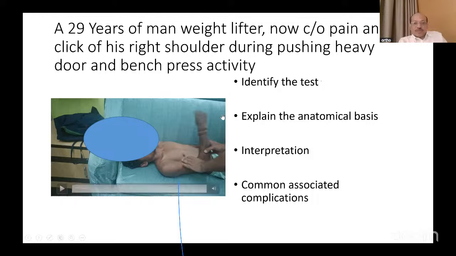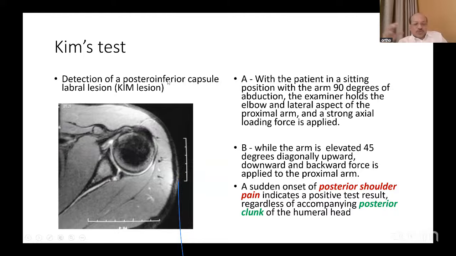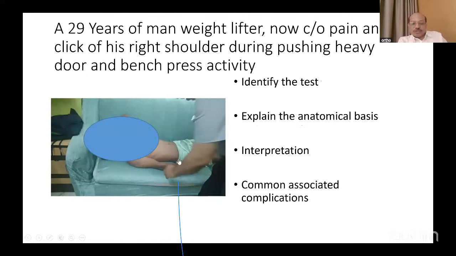So basically this is Kim's test. Kim's test involves stabilizing the scapula, with a posterior and downward push. See the Kim's lesion, the posterior inferior capsule. This is just a reverse Bankart lesion. See, Bankart's is in the anterior part; this is the posterior inferior part. So basically it is posterior shoulder pain. This maneuver causes the posterior shoulder pain.